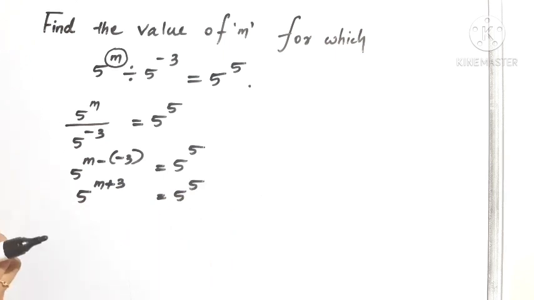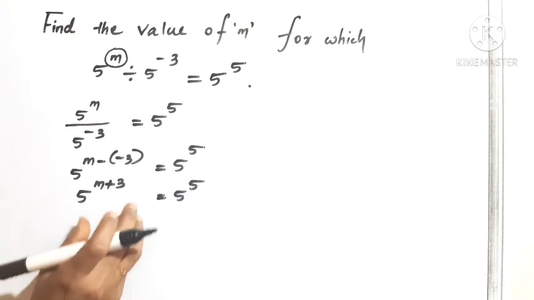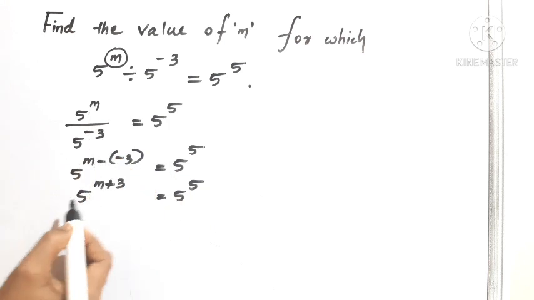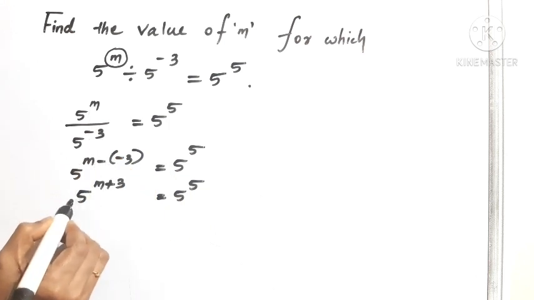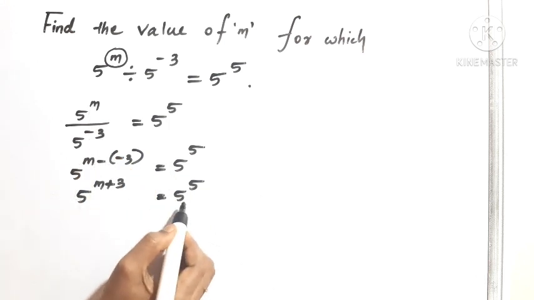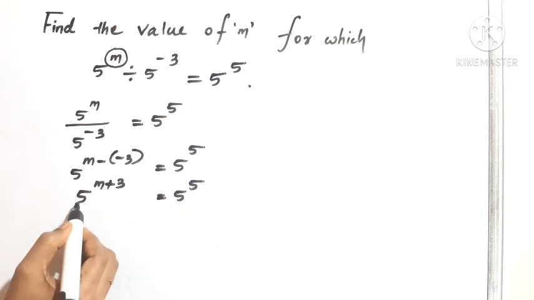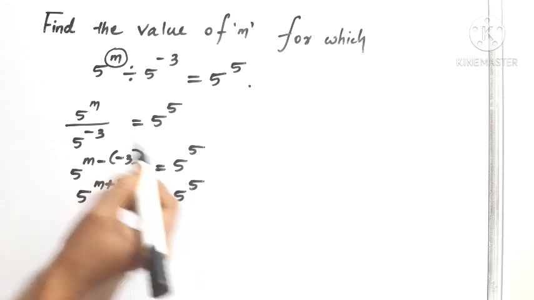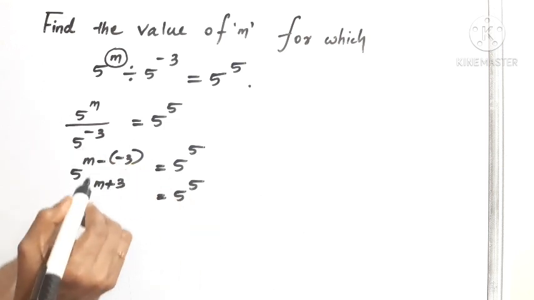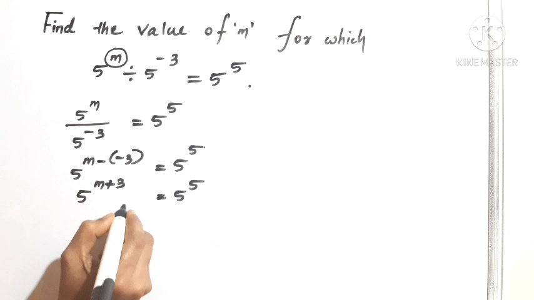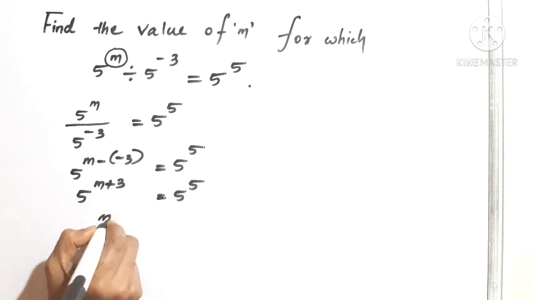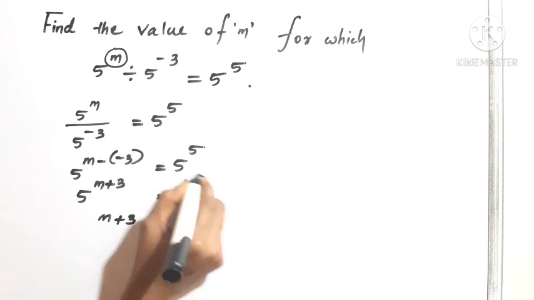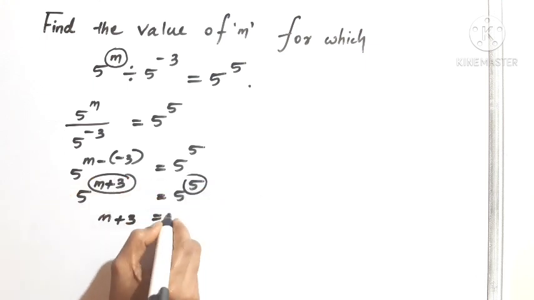Okay, listen children, here on LHS we can see 1 term, on RHS also 1 term. Here base of LHS 5, no? Base of RHS also 5. Here bases are equal, so we can equate exponents to get the value of m. Listen children, from this step we can write here m plus 3 equals 5.